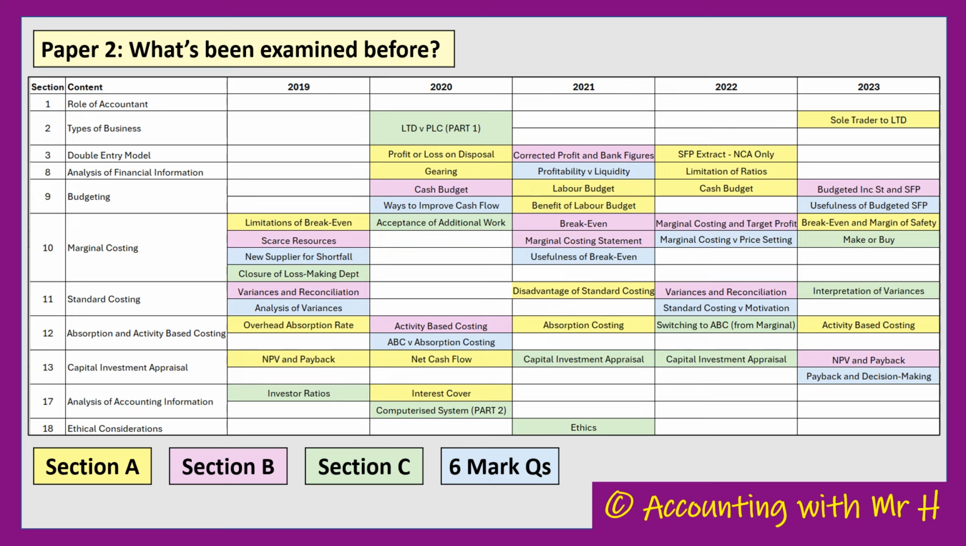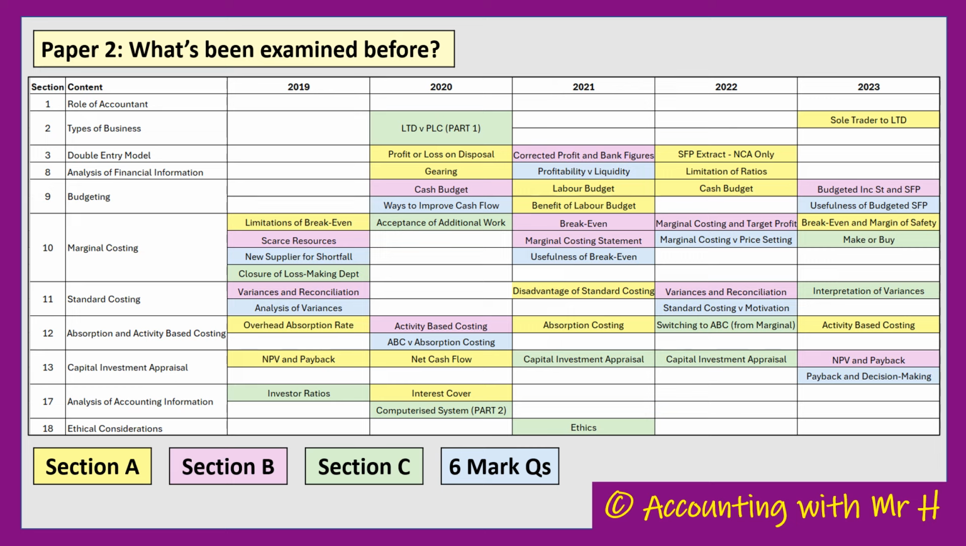Again, quite popular. So back in 2019, calculate some variances and do a reconciliation statement and then analyse them. Nothing in 2020, and 2021 was just a little written 3-marker. Then 2022, calculate more variances and a reconciliation. How does standard costing help with motivation? 23 was a big 25-marker to do with variances and whether somebody who'd already interpreted them had done it right or whether you agreed with their interpretation. So again, quite a popular topic.